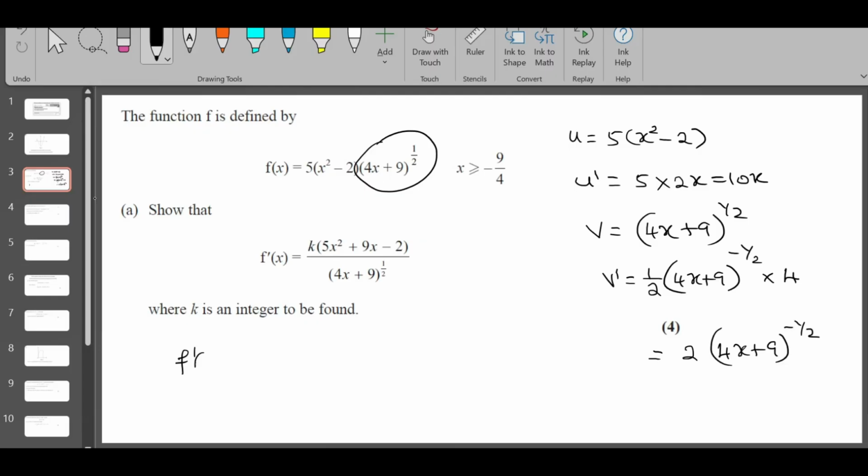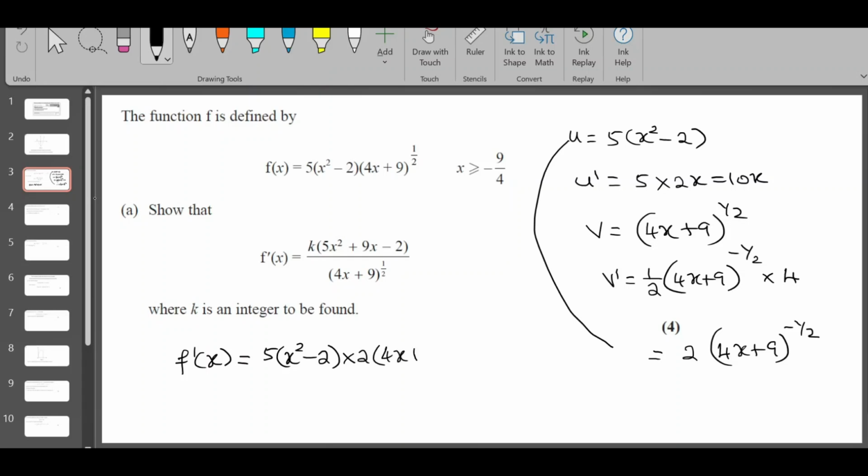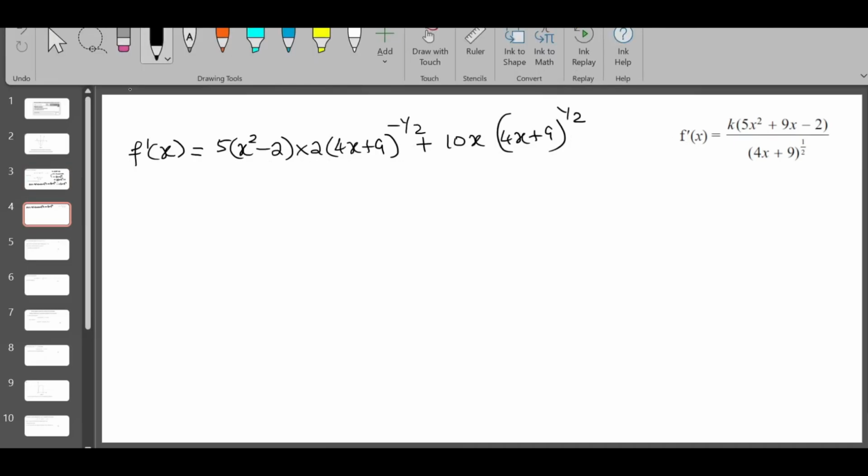So we can straight away write f dash of x is equal to the product rule. So u v dash is this, u v dash. So 5 times x square minus 2 times 2 times 4x plus 9 to the power minus half, plus v u dash, 10x times 4x plus 9 to the power positive half. Now I have put the last step here. They want the answer in this format.